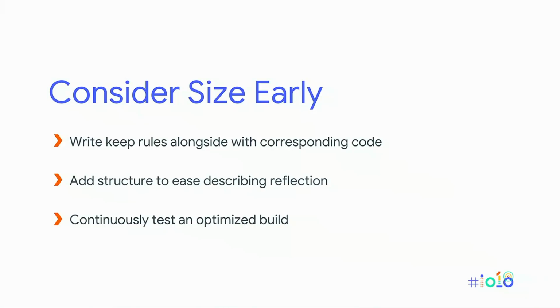And lastly, and this sounds obvious, but it's really important, you should continuously test an optimized build. Again, the earlier you find regressions in your build, the easier it is to fix them, because you will still remember what you actually changed, and that will make it easy to come up with keep rules.